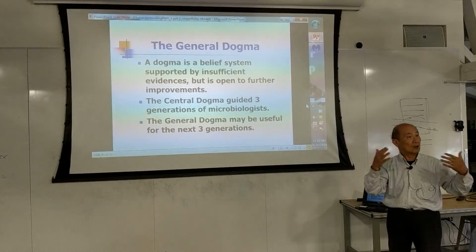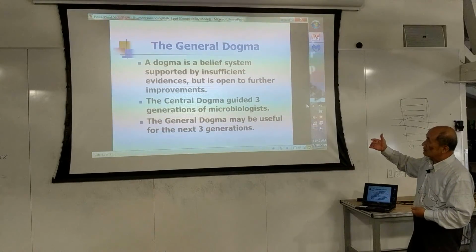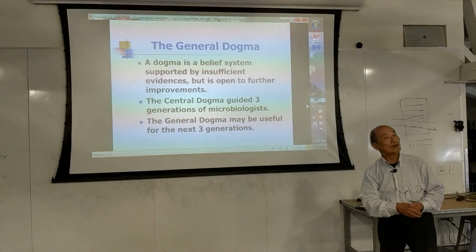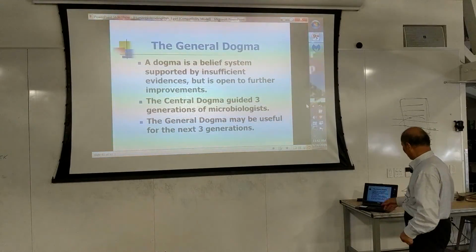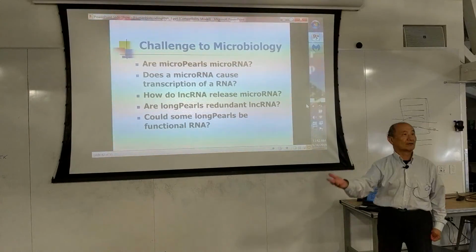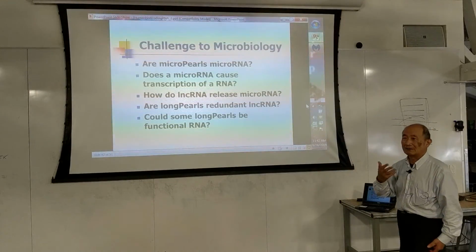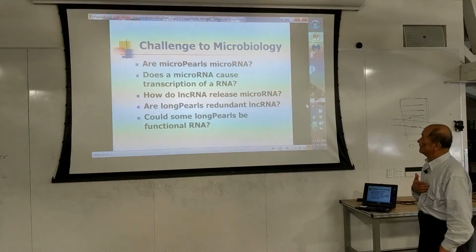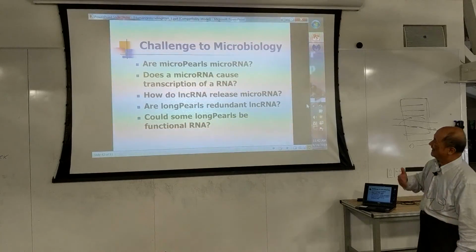So the general dogma may be a useful model for the next three generations. Of course, there are lots of things that we don't know. I'm not a microbiologist, I'm only a force programmer, right? So there are lots of things I cannot do. There are lots of things that have to be proven.